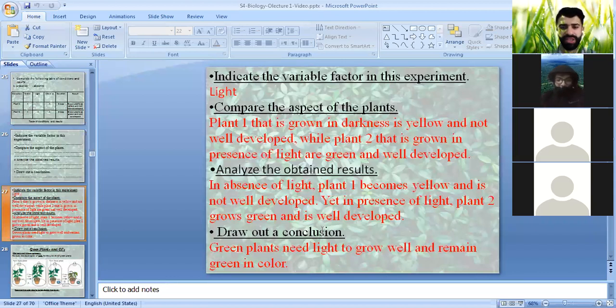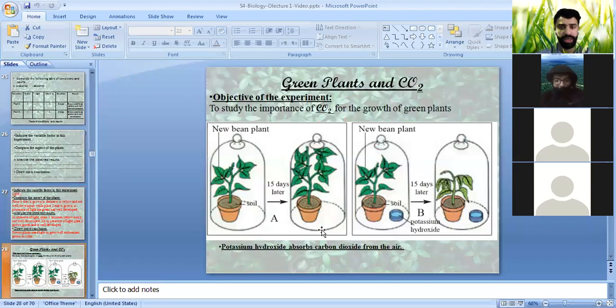Analysis of the obtained results. In the absence of light, plant 1 becomes yellow and is not well developed, while in the presence of light, plant 2 grows green and is well developed. So, draw out a conclusion. Green plants need light to grow well and to remain green in color.